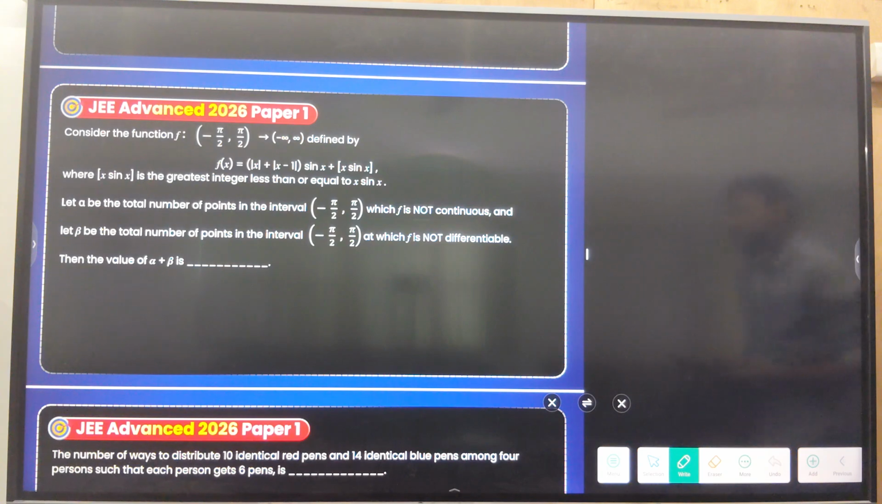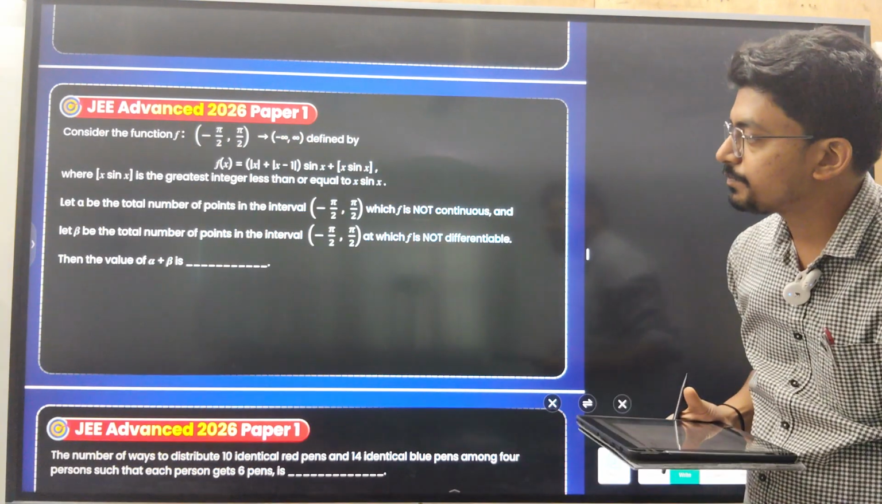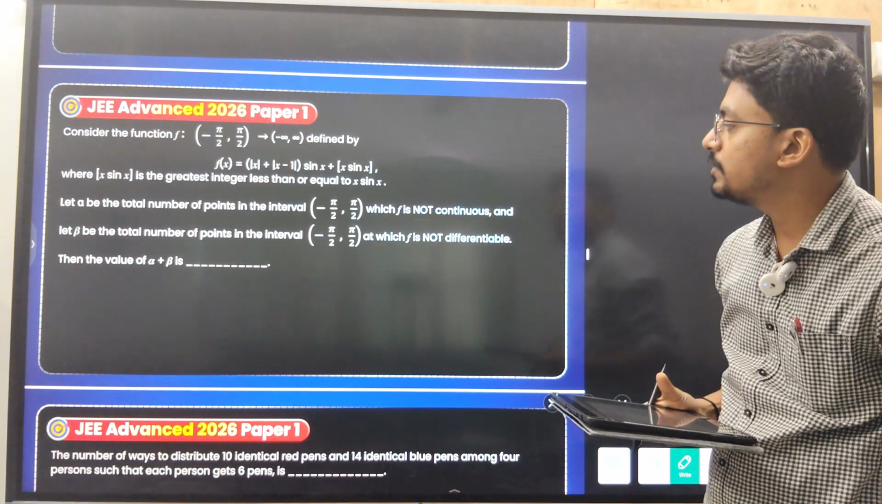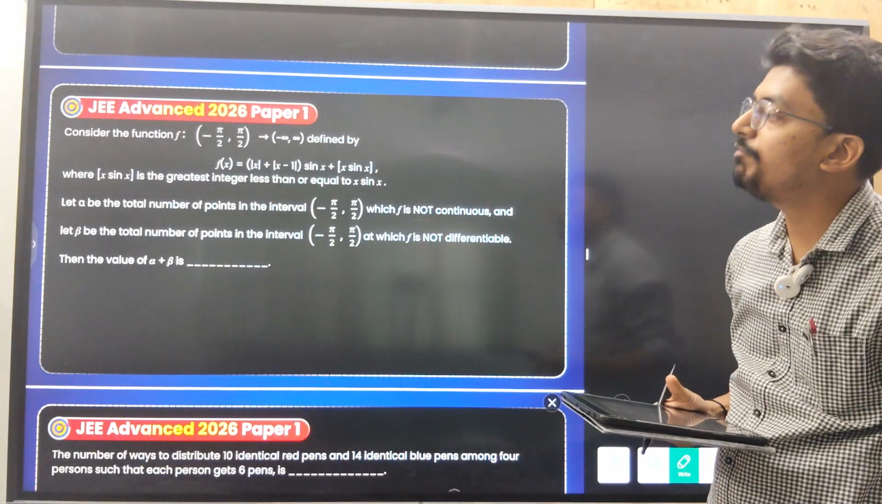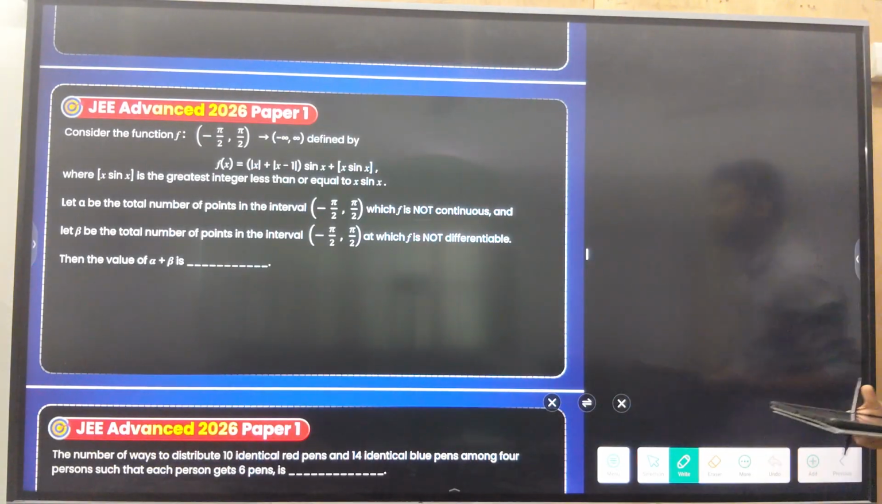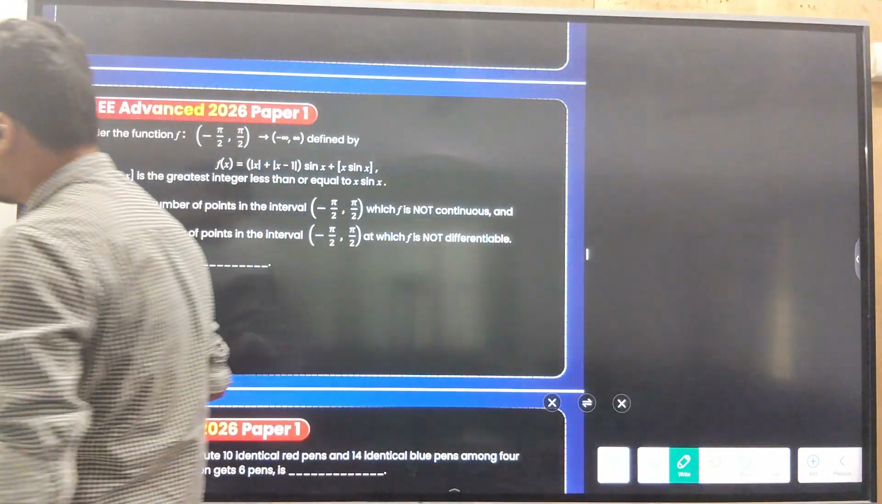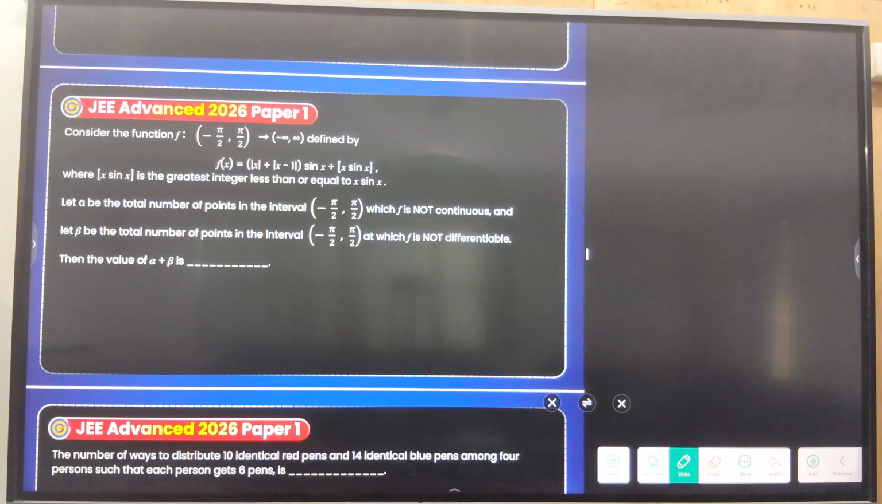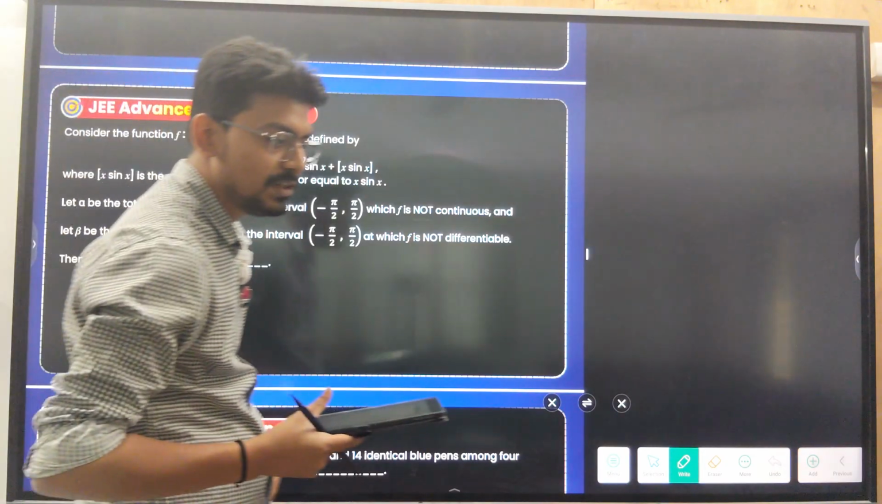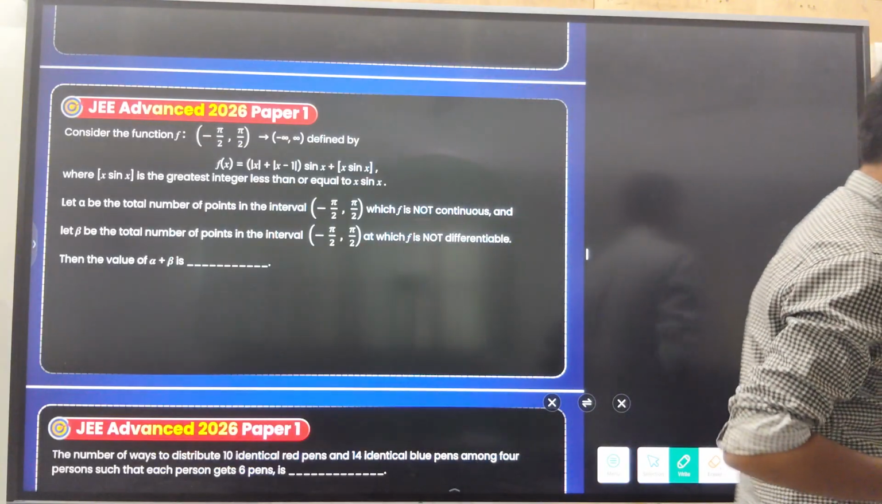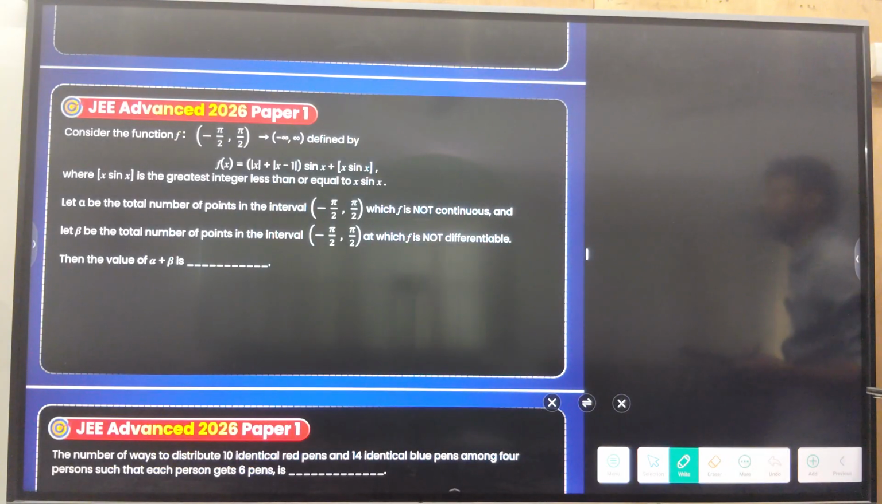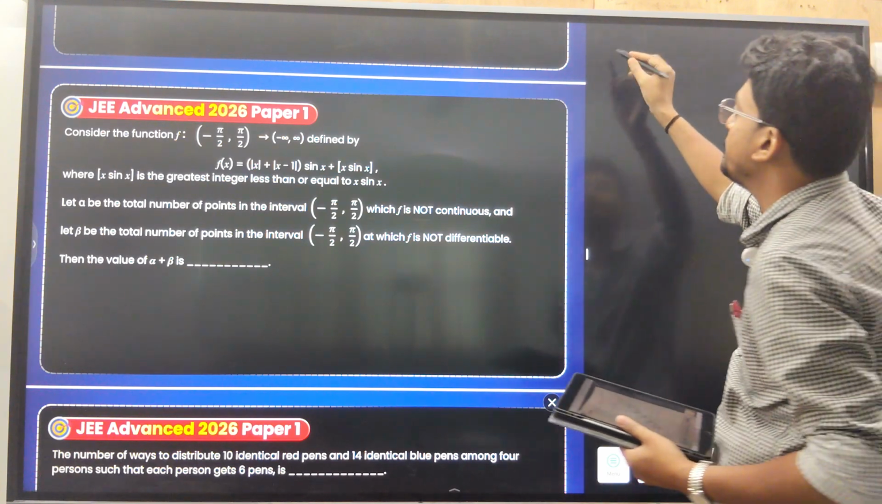They are saying that the number of points where this function is discontinuous is alpha, and the number of points where this function is non-differentiable from minus pi by 2 to pi by 2 is beta. So what is the value of alpha plus beta? First we will try to find out the number of discontinuous points, then we will see the non-differentiable points. So for discontinuous points we have to check this function.